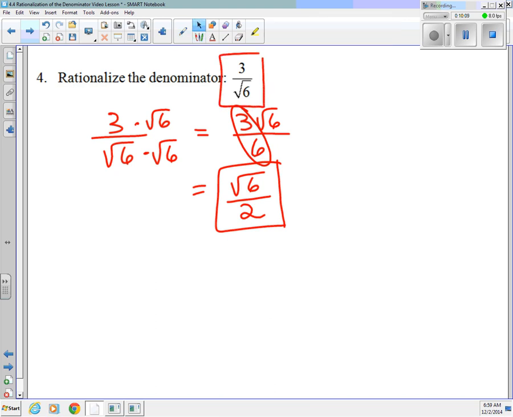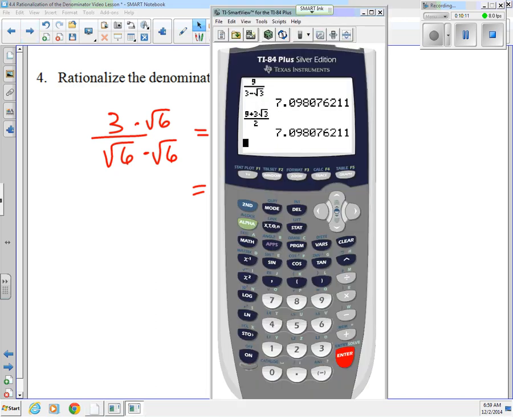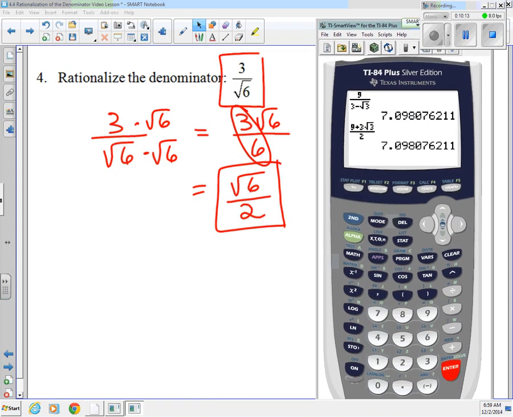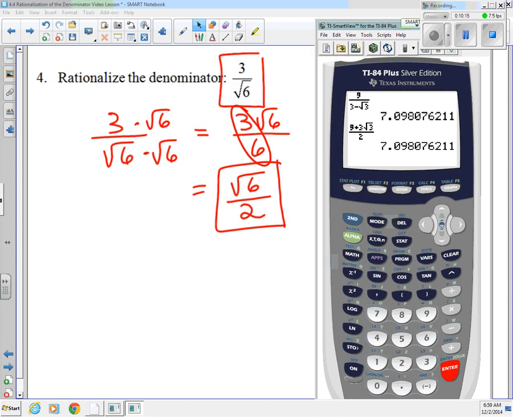Again, you might want to see this on a calculator just so that you can be sure of it, because it does sort of feel strange, I think. So if I have alpha y equals enter, I have 3 over radical 6.